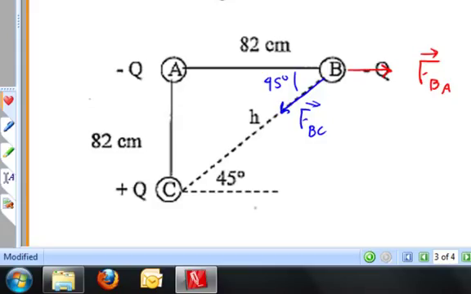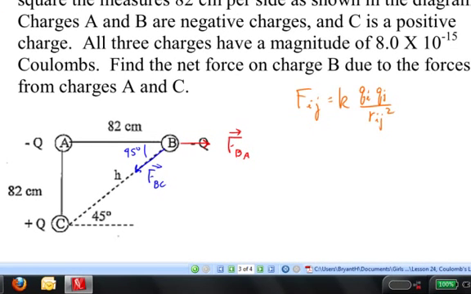I can't just say, well, I can draw what this force is going to look like. I need to know what the scale is and what the magnitudes of the forces are. And I have to use Coulomb's law to help me do that. So here's my writing of Coulomb's law. Fij is equal to k times Qi times Qj divided by Rij squared. And now I and J are going to be representing A and B in one case and B and C in another case. I'm told that the distance between A and B is 82 centimeters, but I'm not told what the distance between B and C is.